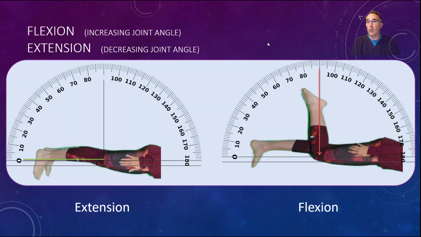The next terms we need to know are flexion and extension. Flexion is increasing the joint angle, and extension is decreasing the joint angle. In this picture down here, we can look at the knee, and we can see when the knee is fully extended, we consider that to be 0. So it would be a measurement of 0 on full extension. On the other hand, we can flex the knee, and as we flex the knee, the number or joint angle increases. So now this patient's at around 90 degrees. So flexion means an increase in joint angle. Extension is a decrease in joint angle.